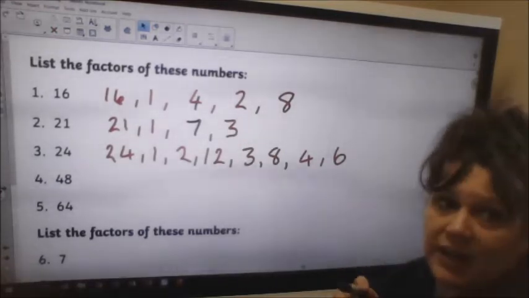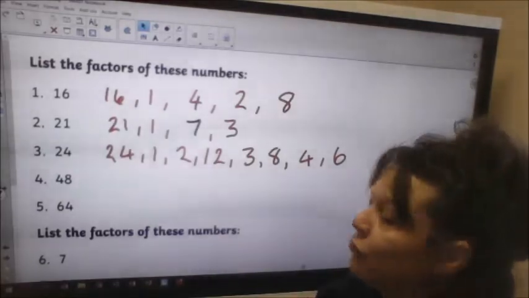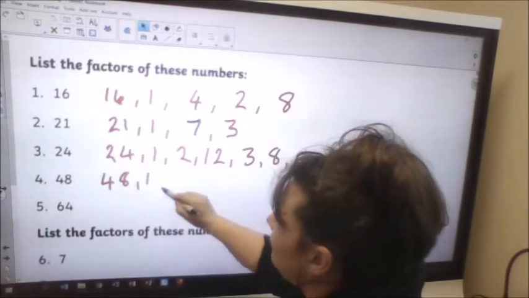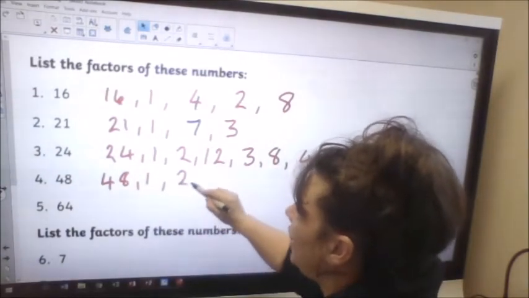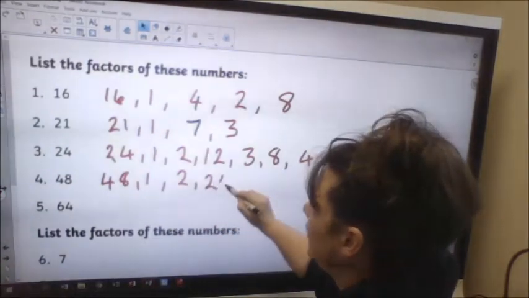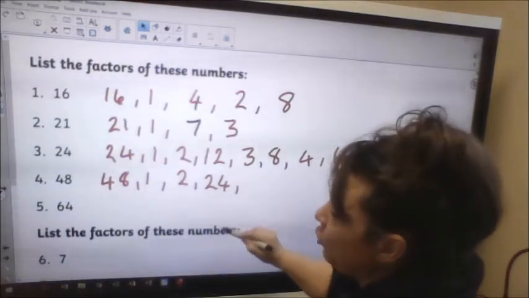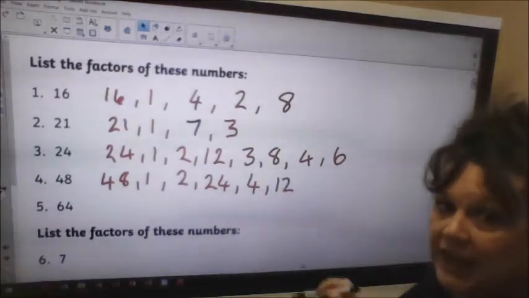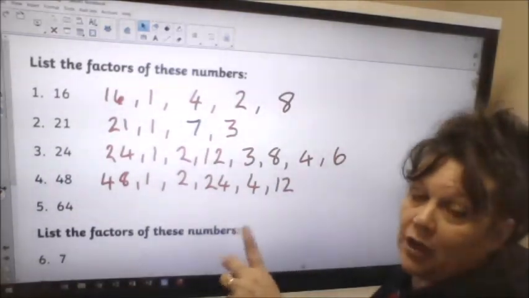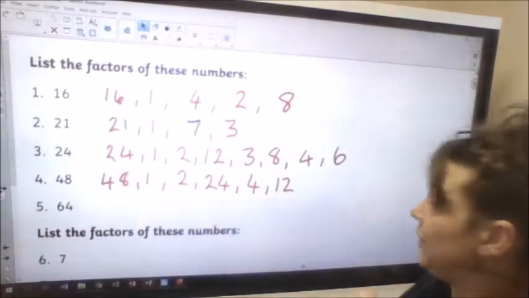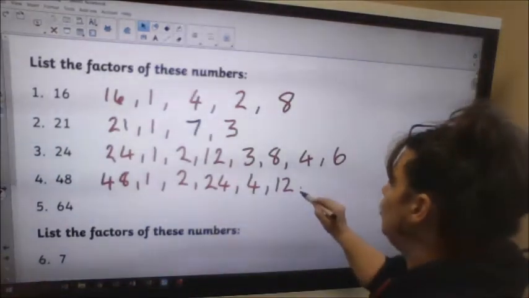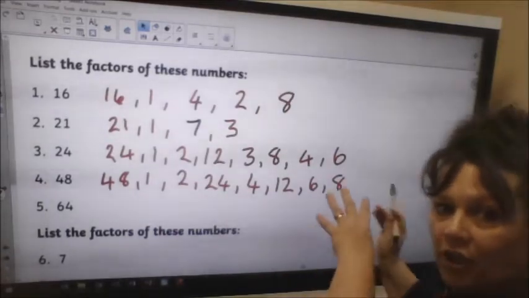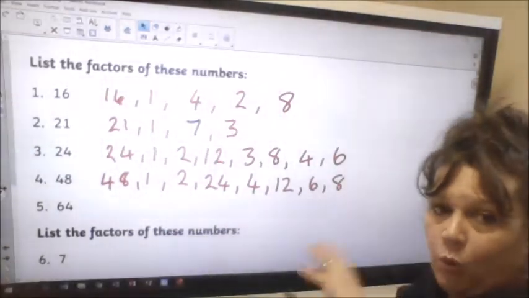So there's our factors. Let's have a look at 48 then. So we know 48 and 1. We know that 2 times 24 is 48. We know that 4 times 12 is 48. So 12 and 4 will go into 48 without leaving any remainders. Okay, I also know that 6 times 8 is 48. So we would have those as well.